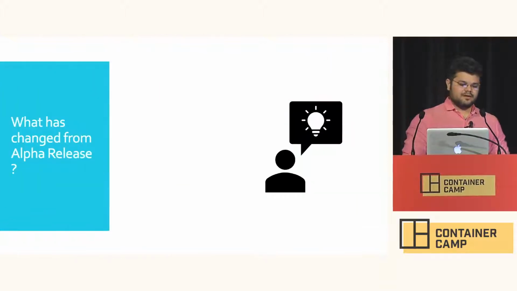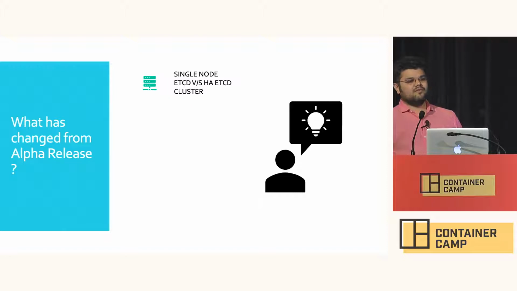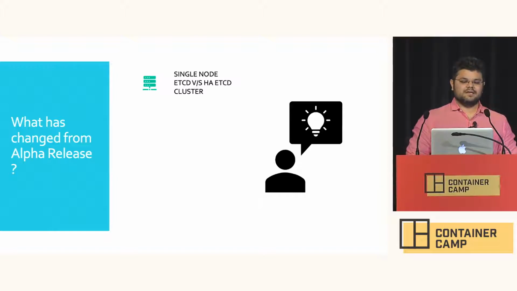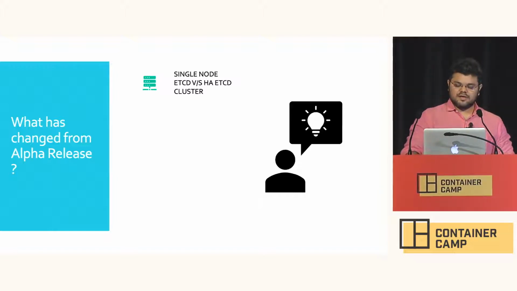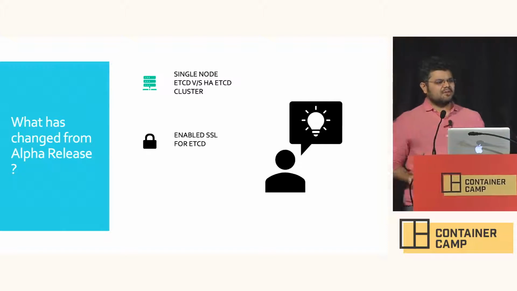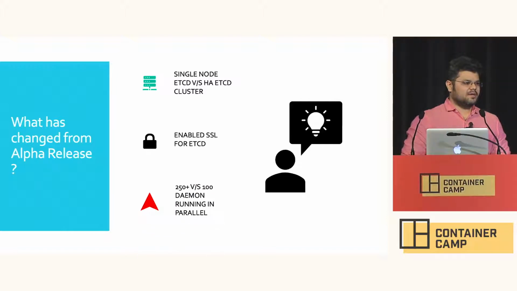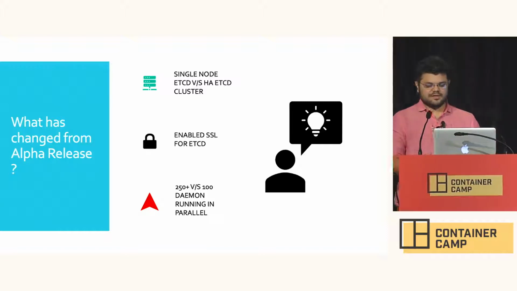So we thought, okay, let's compare it with the alpha release, to see what went wrong or what we changed in the beta release, and we realized that we were running with a single node etcd. Instead of that, we are now running an etcd cluster, and we have enabled SSL on our etcd cluster, and now we are running with 250 plus Docker daemons, and we are seeing a lot of traffic and a lot of cluster creations.